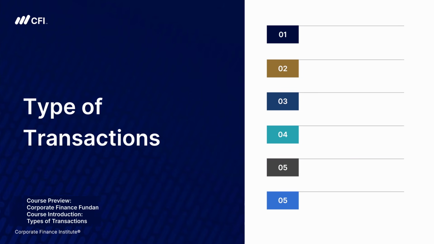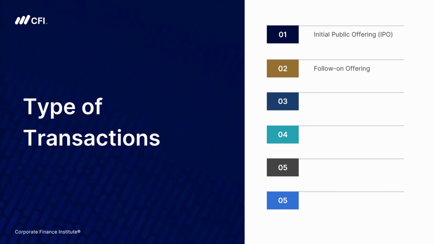One of the things to keep in mind is that there are 6 basic types of transactions that a company can engage in. The first type would be an initial public offering, or an IPO. This is when the company issues equity in the form of shares to the public for the first time. After an IPO, the company could do a follow-on offering. This would be when the company wants to issue more equity to public shareholders.